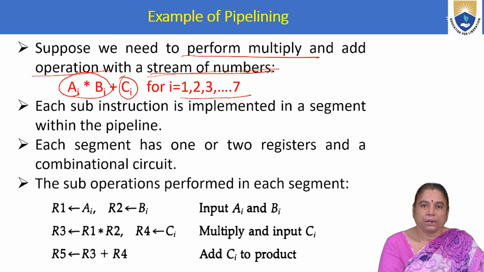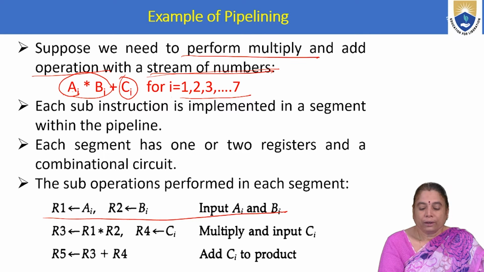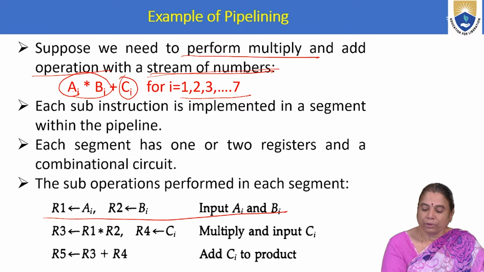This computational task can be divided into parts, and those parts are referred to as segments. Each segment has one or two registers and a combinational circuit to implement this part of the computational task. The first part is loading the A and B values into the corresponding registers. That can be considered as segment 1.